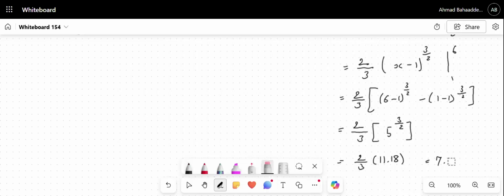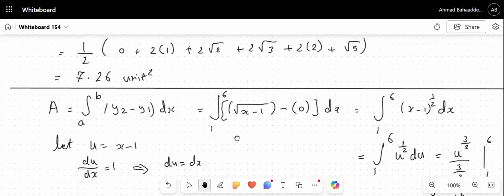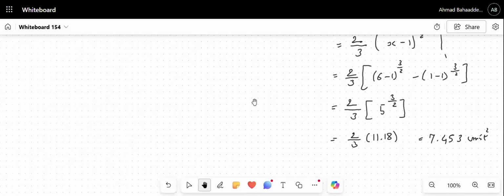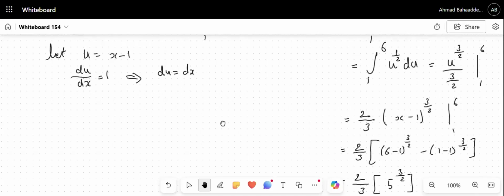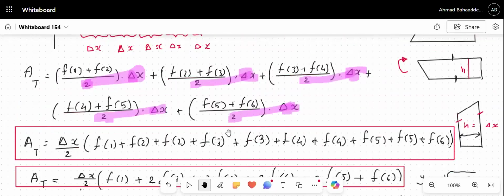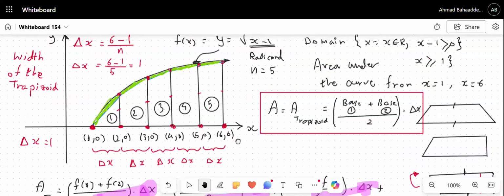7.453 approximately, not exactly, units squared. And I think this is very close to the number we got from the trapezoid, which was 7.26 units squared. That's going to be 7.453 units squared. So you can see, guys, from this relation that normal integration and the integration using the trapezoid method are going to give very close answers.